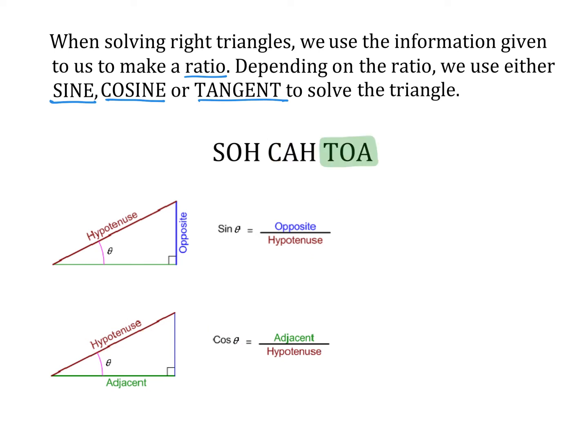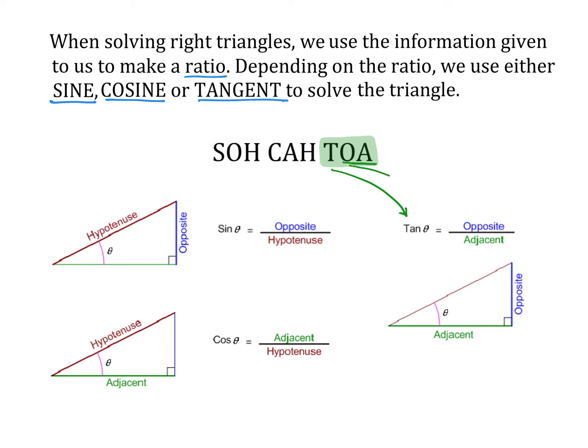And now, last but not least, let's focus on the TOA part. So again, you're given a triangle. The T stands for the function, meaning tan. The O and the A are going to help you make the ratio. O for opposite, because it comes first, it goes on top. A for adjacent, it comes second, so it goes at the bottom. So if you are given a triangle and you're given the adjacent side and the opposite side, you are going to use tan to help you solve for this.